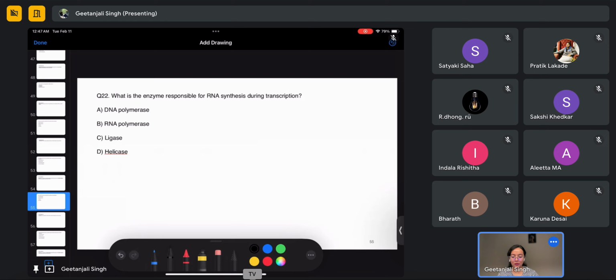Now, next question. What is the enzyme responsible for RNA synthesis during transcription? A, DNA polymerase, B, RNA polymerase, C, ligase, and D, helicase. DNA polymerase, ligase, and helicase are not involved in transcription. They're involved in the replication process. The only enzyme involved in transcription and catalyzing the whole process is RNA polymerase.